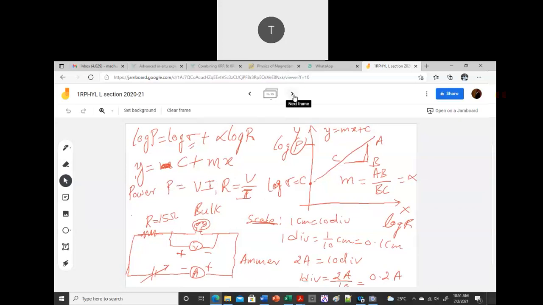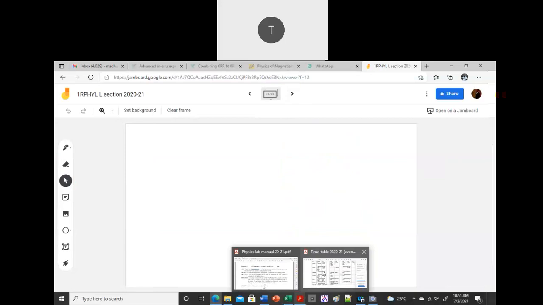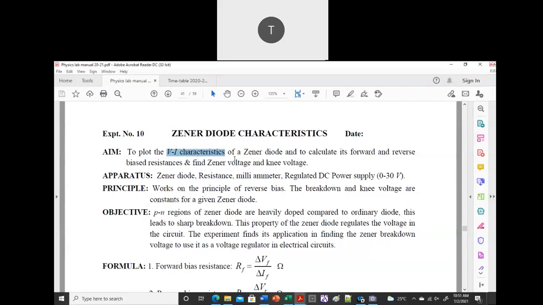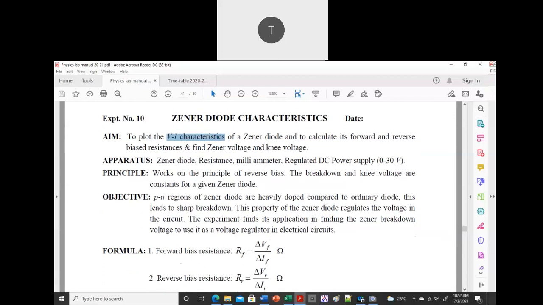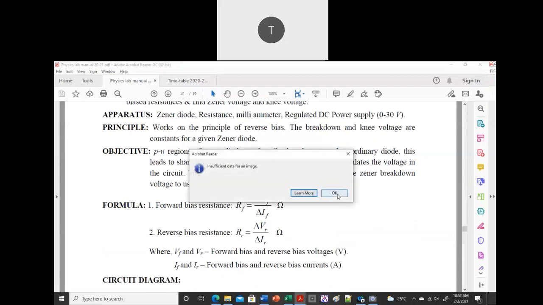In case of a Zener diode, we will study directly the characterization of V and I. That means we don't have to convert it. We'll just try to get this. The aim here is to follow the V and I changes for a Zener diode, and then we need to calculate the forward and reverse bias resistance. Resistance is again V by I, R equal to V by I. So in that case, you already have some data for V and I.